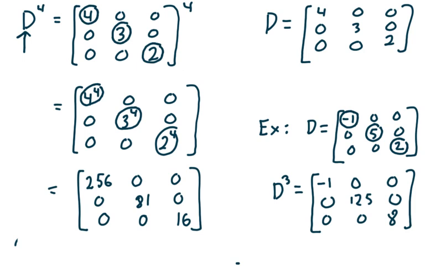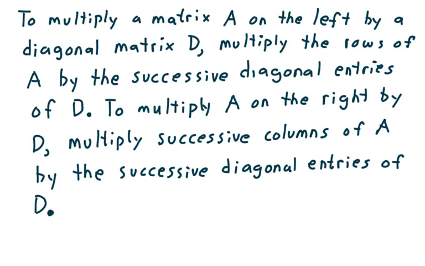Okay, let's keep going. To multiply a matrix A on the left by a diagonal matrix D, multiply the rows of A by the successive diagonal entries of D. To multiply A on the right by D, multiply successive columns of A by the successive diagonal entries of D. So let's take a look at that.